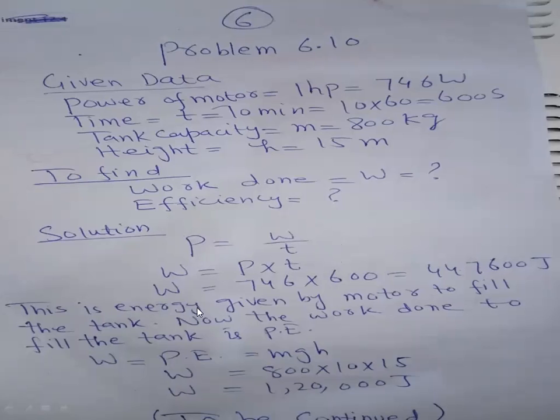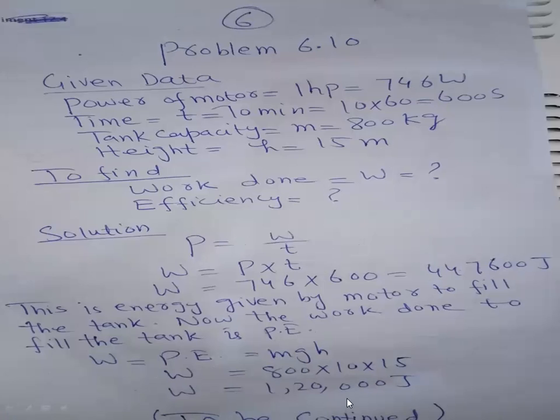Since we are pumping the water to the overhead tank, the water carries potential energy. So W is equal to PE, PE is equal to mgh. M is 800, G is 10, you know the value of G is 10, and height is 15. So if I multiply this, I get 1,20,000 joule energy. This is the output energy.